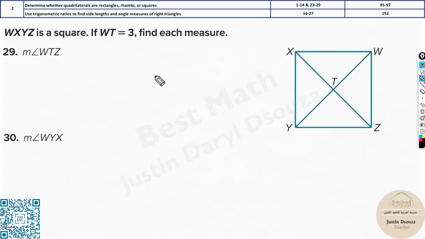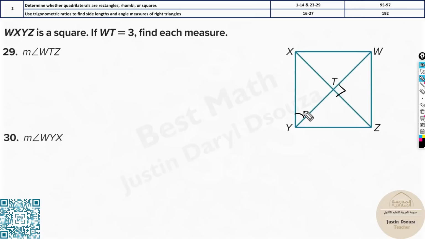And here, a few more problems. Now we are finding the measure. Now, what is the measure of WTZ? WT and Z over here, this one. It's 90 degrees. Done. WYX. Where is WYX? Now, this one over here.